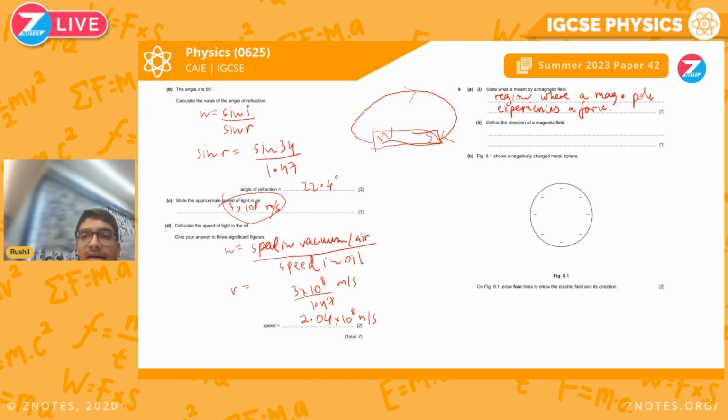So how we say it is that the direction of a magnetic field is the direction of force experienced by a north pole of a magnet.